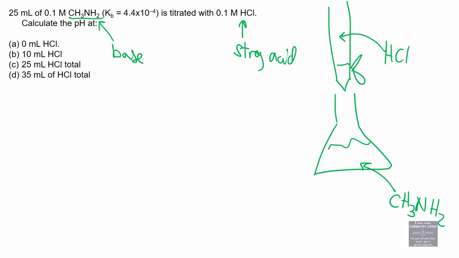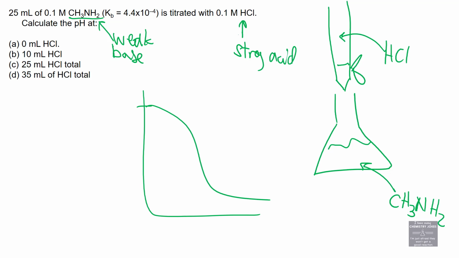Did I say that base is strong or weak? No. But is it one of the 6 strongs that you memorized? No. So it's a weak base. So before I start doing any math, what I'm thinking in my head is that I've got a weak base being titrated by a strong acid, and I can see a curve that's going to start at high pH and end at low pH, right? That's getting my thoughts together before the math. Let's do math.